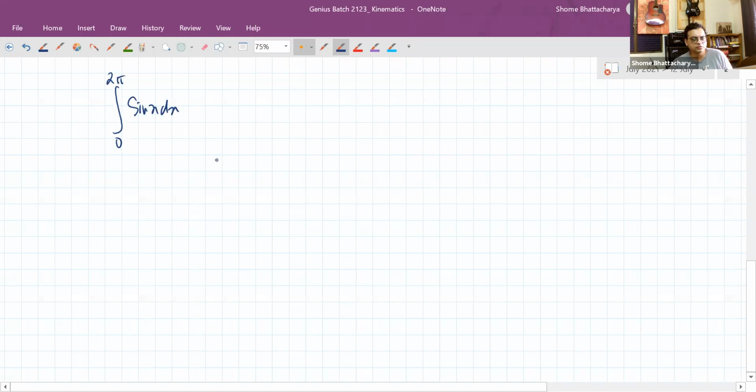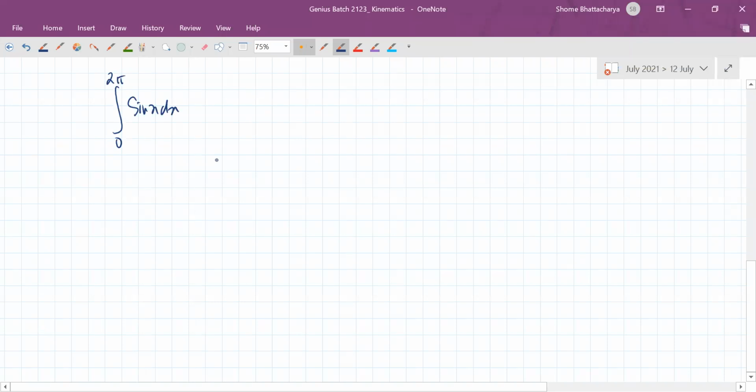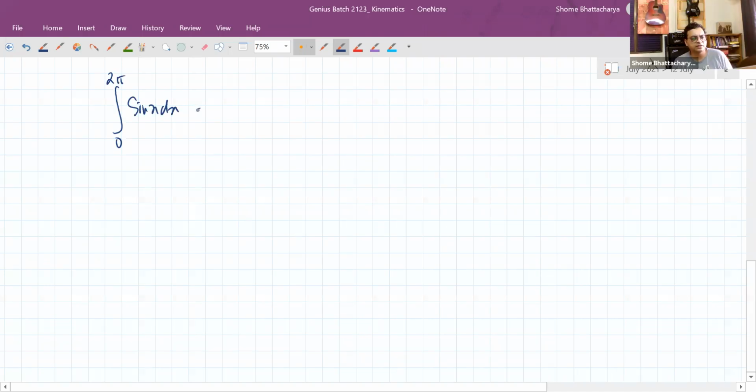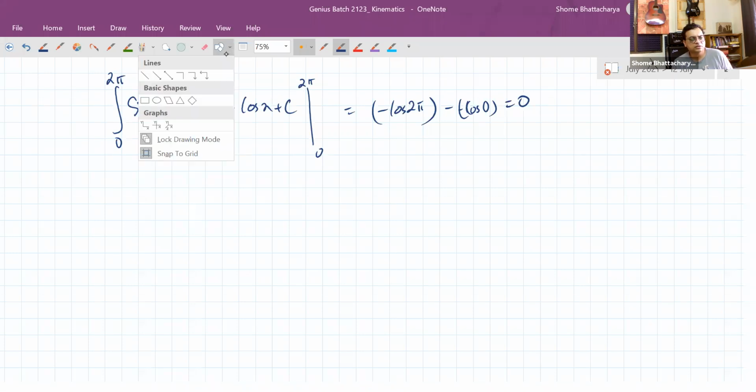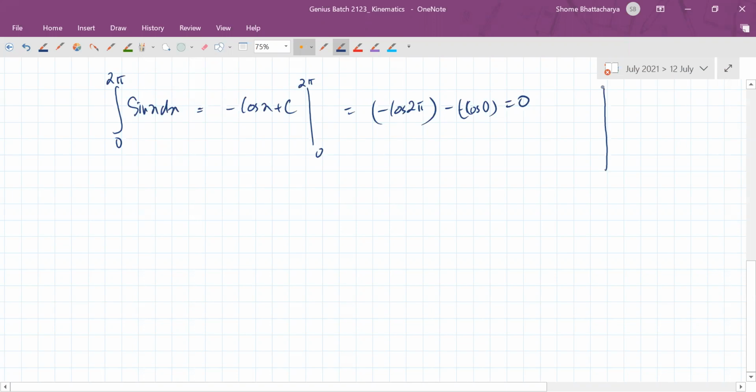Did you do the question? Here you directly put the limit, no? So the indefinite integration is minus cos x. So you put the limit 0 to 2 pi. Right? So it's minus cos 2 pi minus of minus cos 0. So that's how much? That's 0. Right? This is clear? Yes sir. Okay.